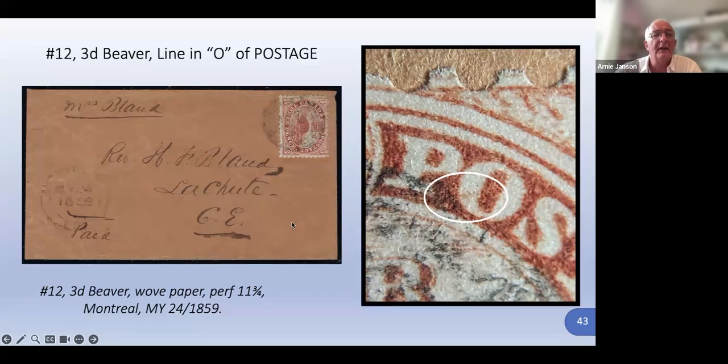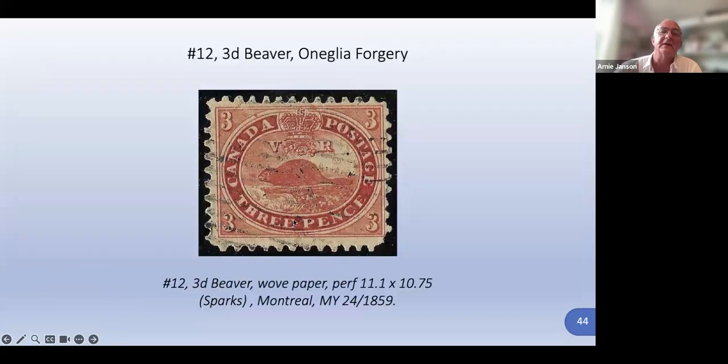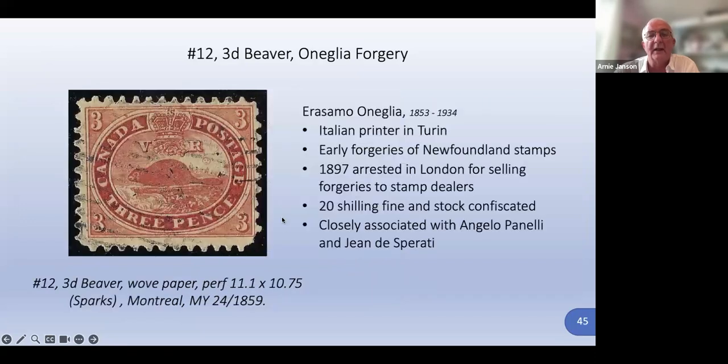And finally, I think we're coming down to, oh no, this is the interesting part. Okay, Oneglia. Who was Oneglia? Well, he was famous for doing forgeries. We'll talk about him. We're looking at this stamp, Erasmo Oneglia. He's an Italian printer in Turin. He did forgeries on Newfoundland stamps. That's according to Wikipedia. We also know he did forgeries on Canadian stamps.